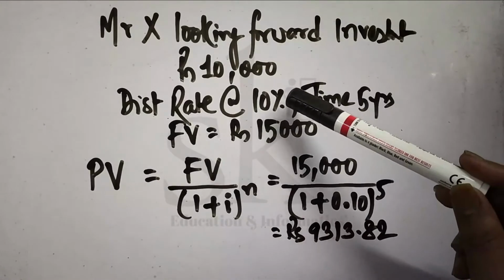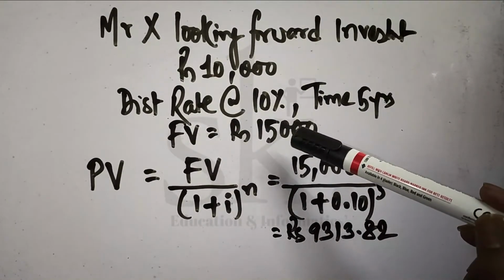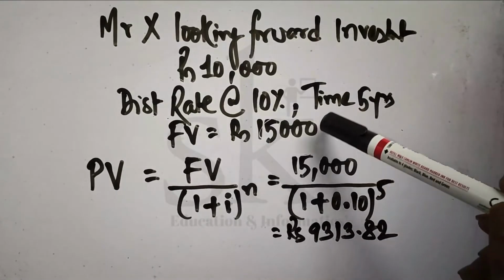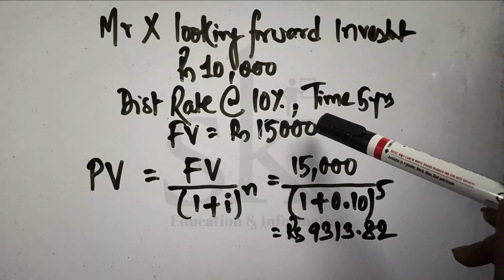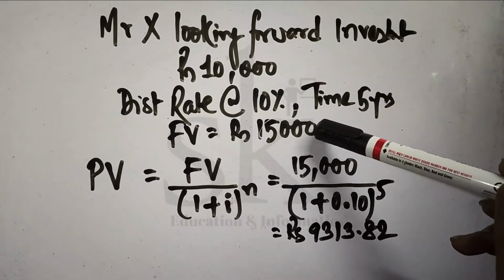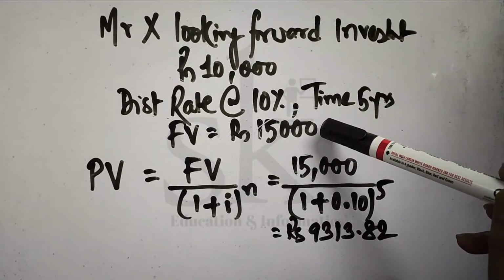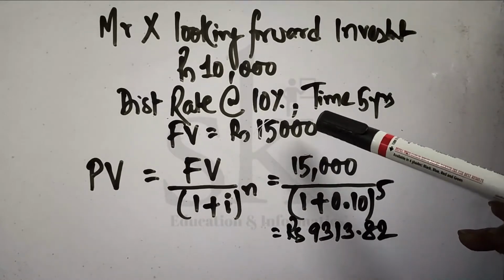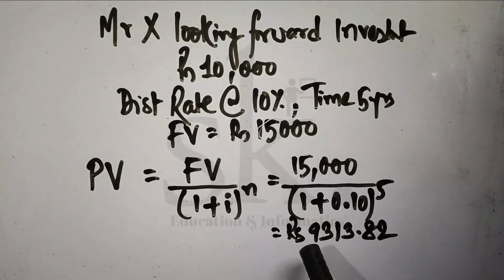The discounting rate was 10% for 5 years and the future value was 15,000. So 15,000 is what we are going to receive after 5 years. I'm trying to find out the present value of this maturity amount which we are going to receive after 5 years. So what is its current present value?